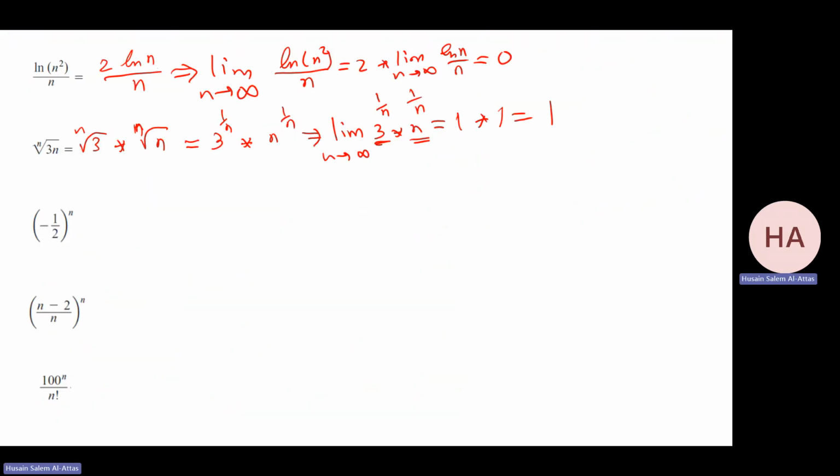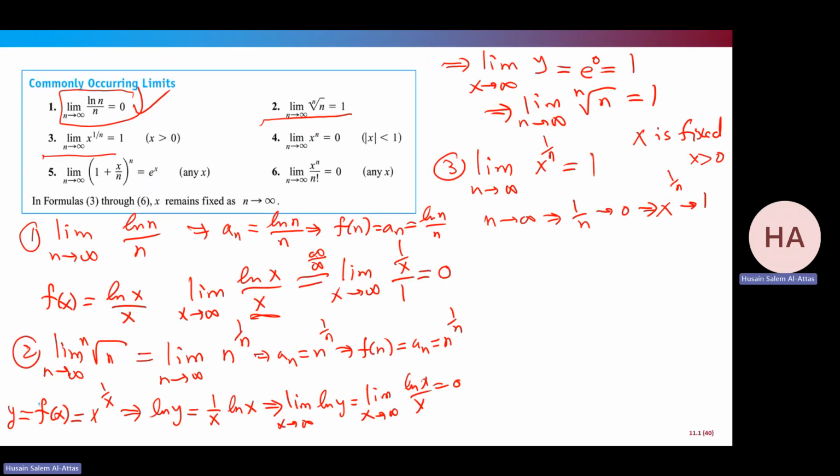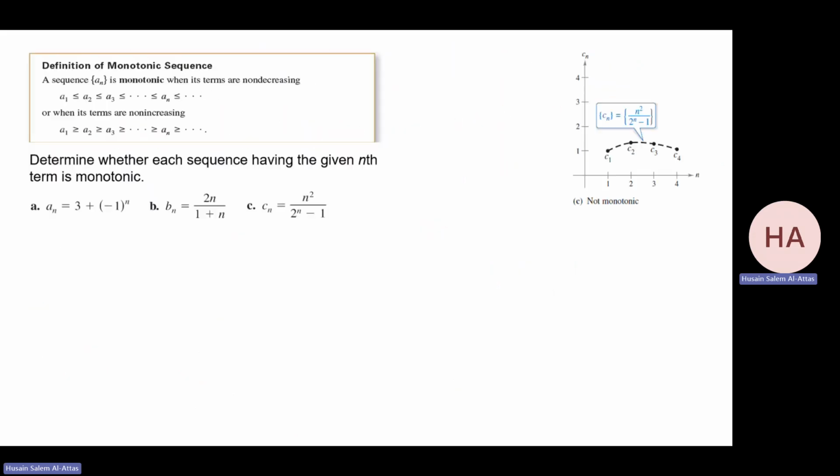Now, fourth one. What is the limit as n goes to infinity of x to the power n, as the absolute value of x is less than 1? Absolute value of x less than 1. I know that from before.